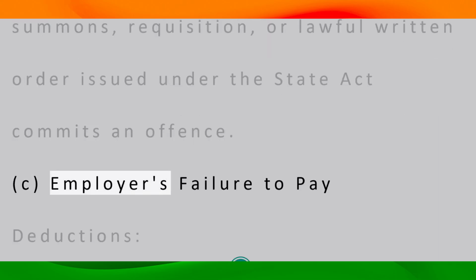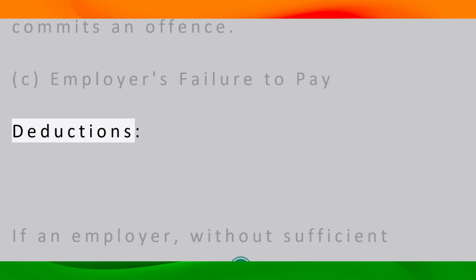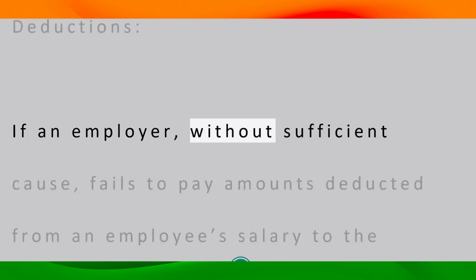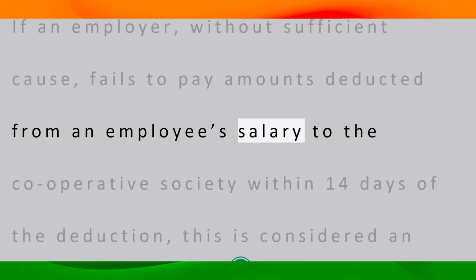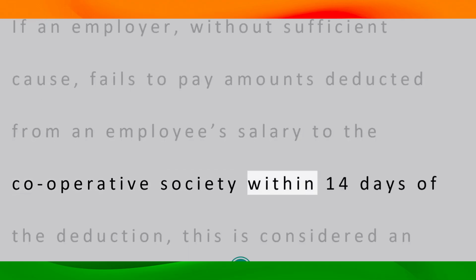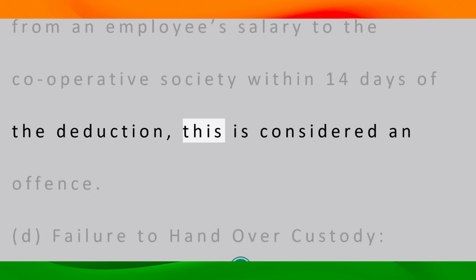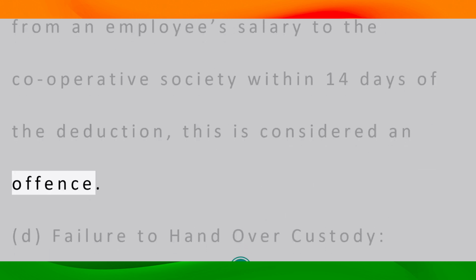C. Employer's failure to pay deductions. If an employer, without sufficient cause, fails to pay amounts deducted from an employee's salary to the cooperative society within 14 days of the deduction, this is considered an offence.